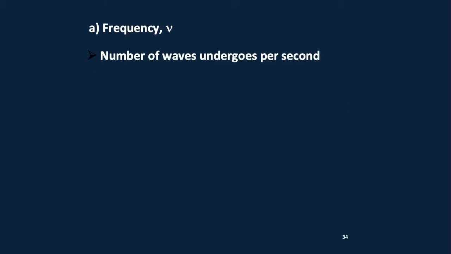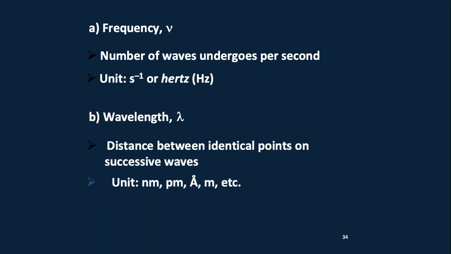Before we go on to the next section, you must know the definition of frequency and wavelength. Frequency is the number of waves undergone per second. The unit is s-1, per second, or hertz. Wavelength is the distance between identical points on successive waves. The unit can be nanometer, picometer, angstrom, meter, and so on.